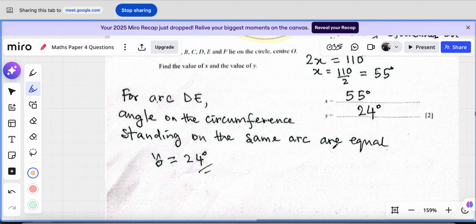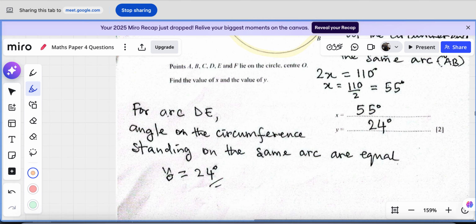Okay, we wrote the rule here. For arc DE, angles on the circumference standing on the same arc are equal. Any angles on the circumference, if they are standing on the same arc, even if there are 3 or 4 angles standing on the circumference and they are standing on the same arc, then they will be equal. They will have the same value. Okay, so let's move to the next question.